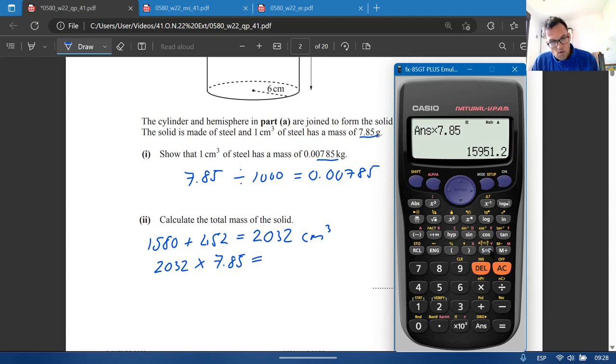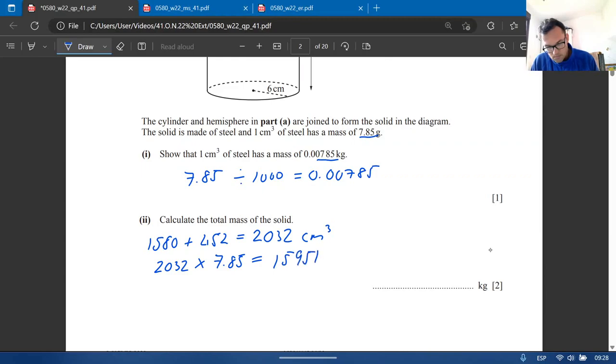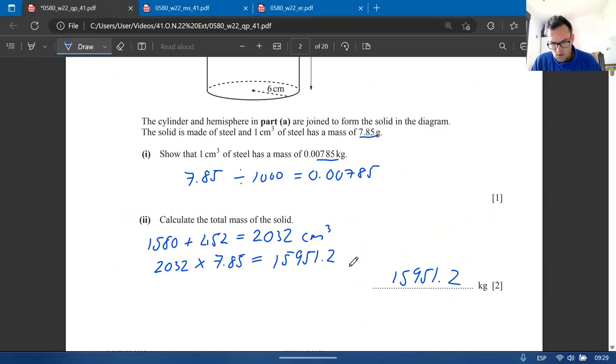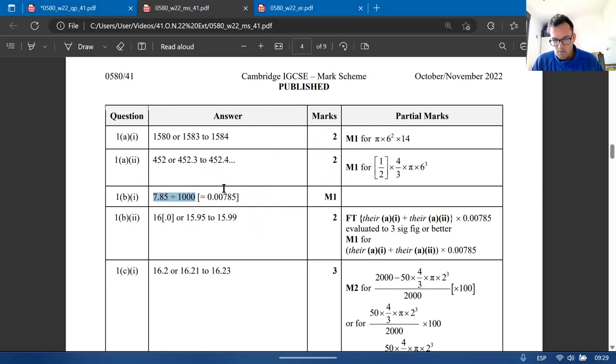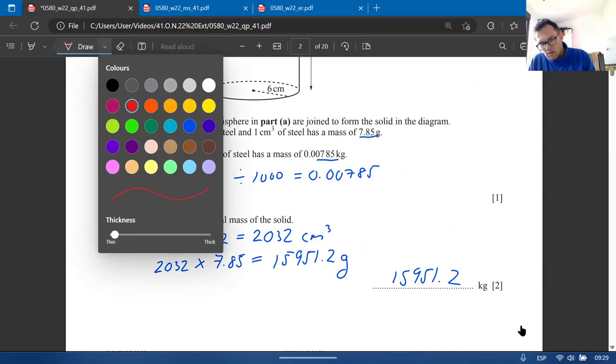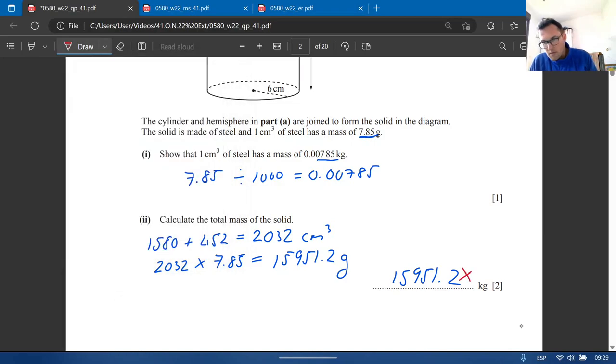And here we go, 15951.2. Okay, I'm not going to round this to three significant figures because it's kind of an exact answer, and then we see I've got it wrong. Okay, of course, because they want it in kilograms, and this would have been grams. Yeah, so be sharp, don't make silly mistakes. We need to divide that by 1,000. Let's just make this clear. So this will be wrong. Lose a mark there.